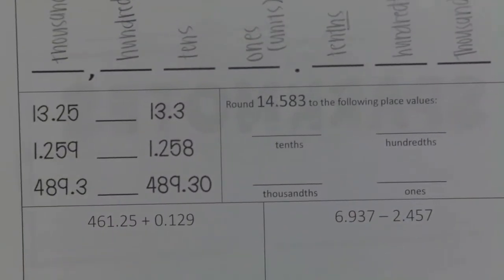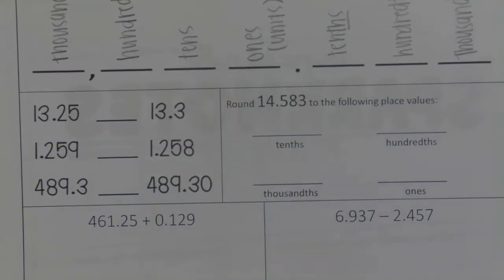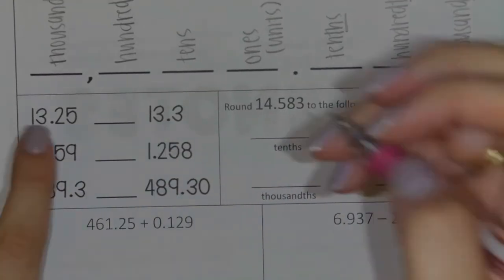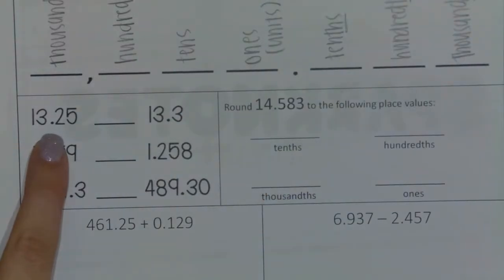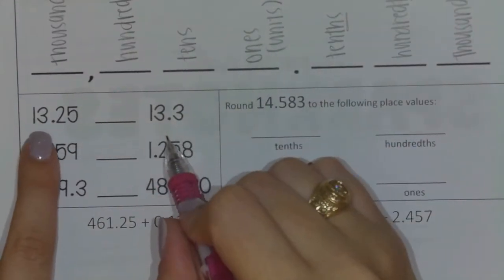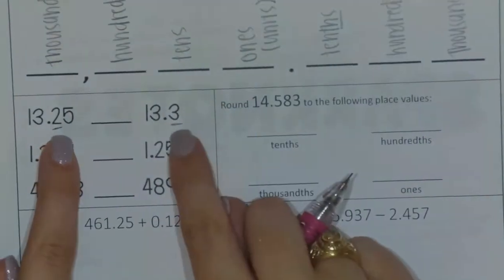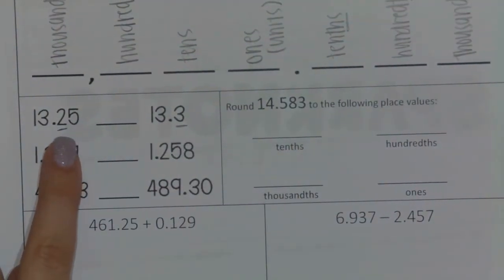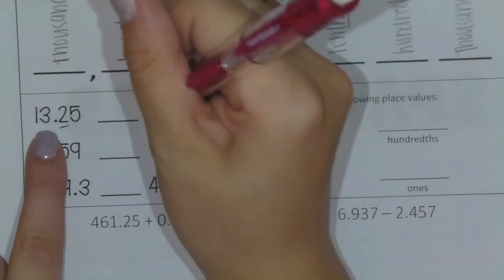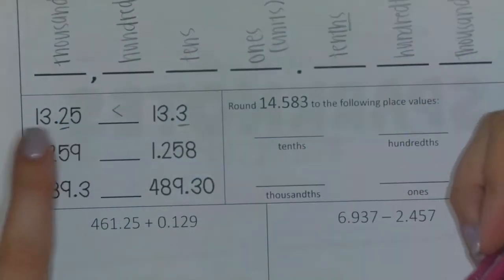Then we talked about comparing 2 decimals. If I have the decimals 13 and 25 hundredths and 13 and 3/10, I'm going to look at the very first place where I notice that there is a number that is different. They both have 13 in common, but in the tenths place, this one has a 2 and this one has a 3. The one that has the 3 is worth more. So I would say 13 and 25 hundredths is less than 13 and 3/10.